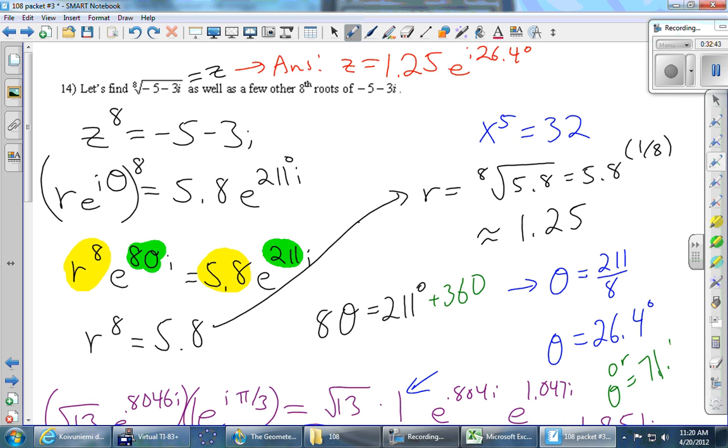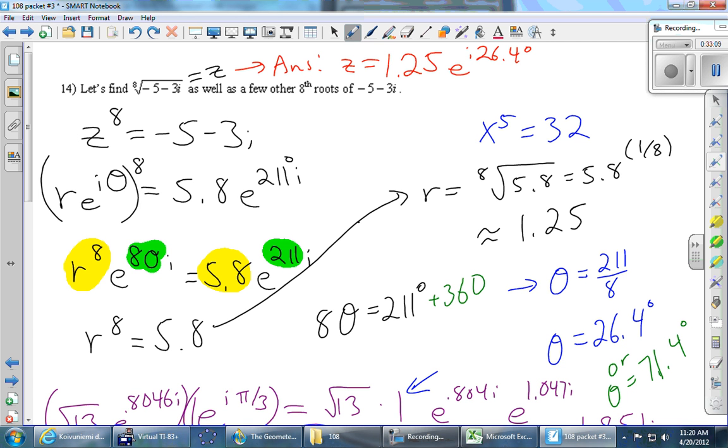I'll say about 71.4. That's a different angle. It's different than the 26.4. Stick that guy up there in the red, and you'll have another answer. Instead of adding 360, what could we have added? 180? No, I'm just looking for different angles that land exactly on 211.